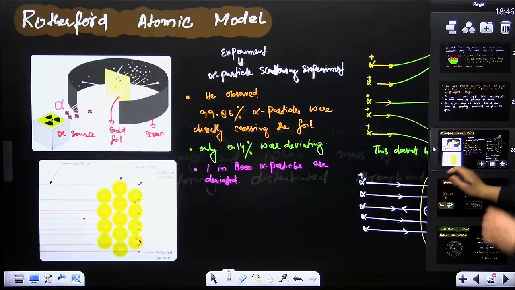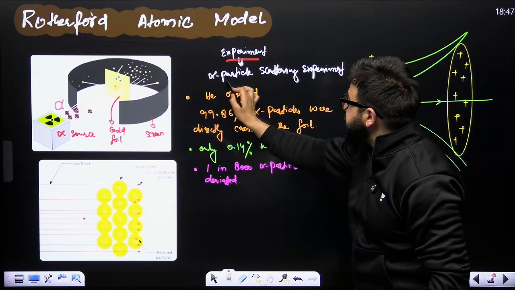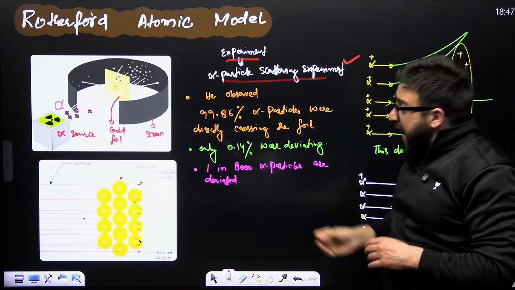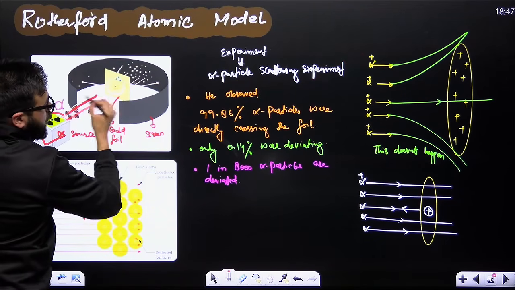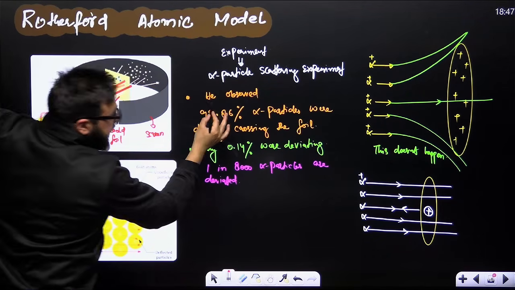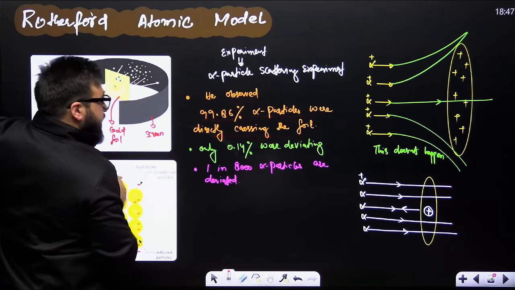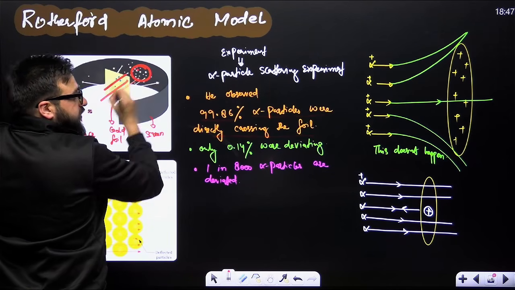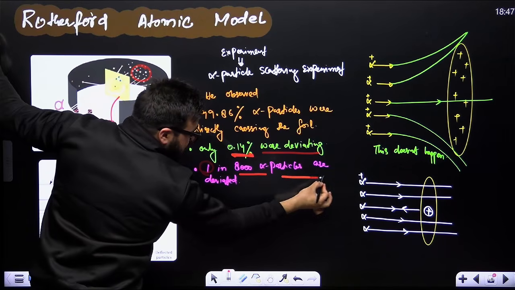Then my dear NEET aspirants, came Rutherford's atomic model. He performed an experiment that we call the alpha particle scattering experiment. In it, he took an alpha source from which alpha particles were coming out and crossing a gold foil. He observed that 99.86% of alpha particles were directly crossing the gold foil and falling on the screen, and only 0.14% were deviating. That means 1 in 8,000 alpha particles is deviated.